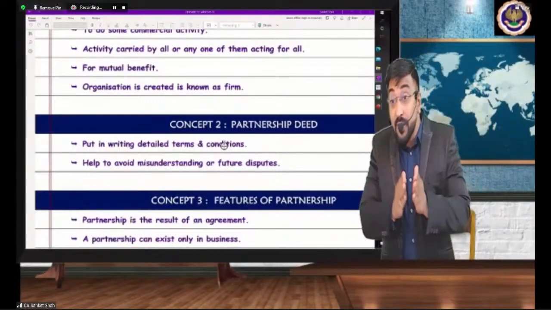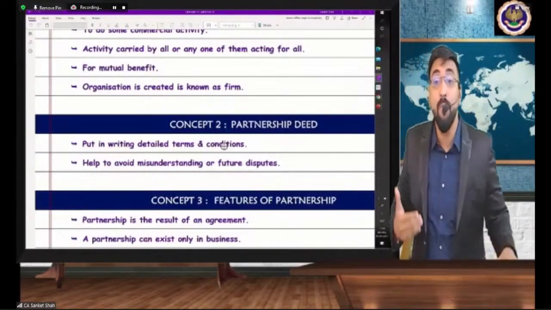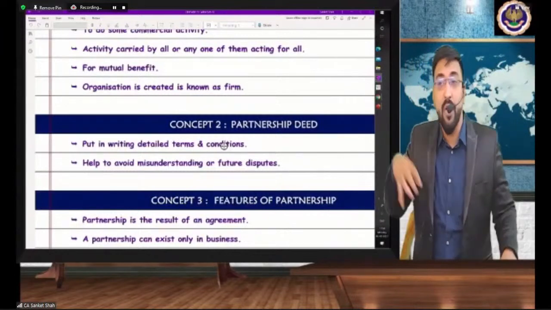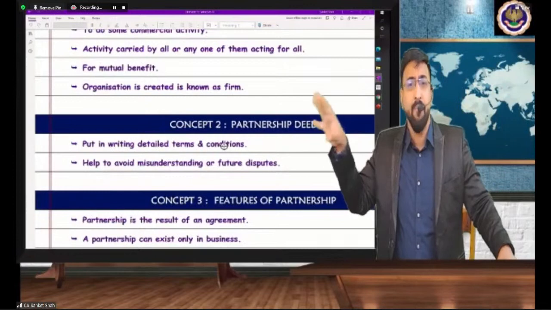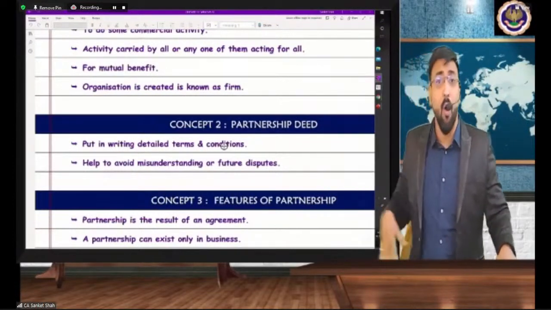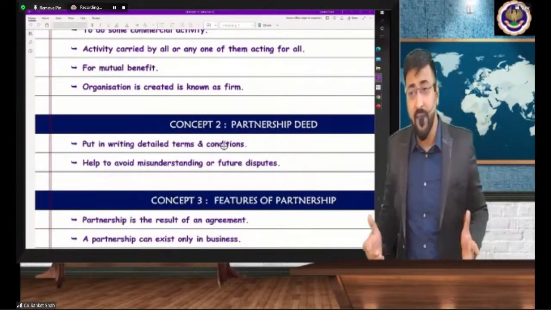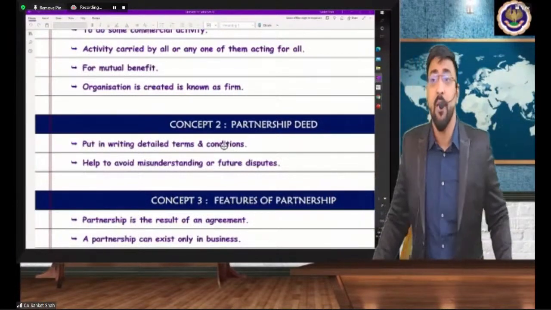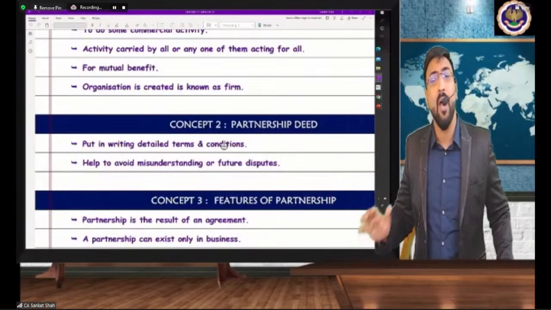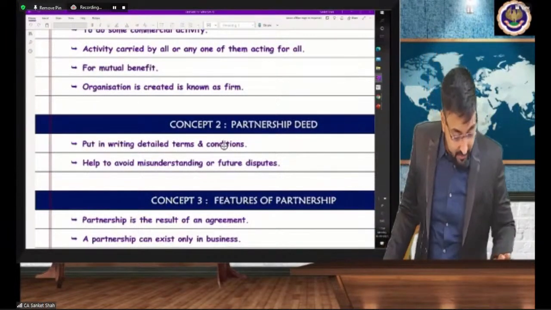So you have to submit that deed to whom? To your registrar. Now in Pune, we have that registration office near City Pride, Satara Road. It's the same for all cities. They have their own registrar of firms, the partnership registrar. So friends, remember, now this is online.